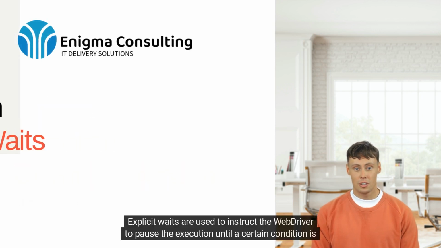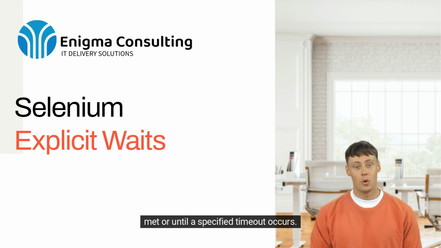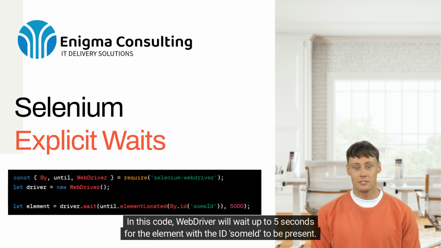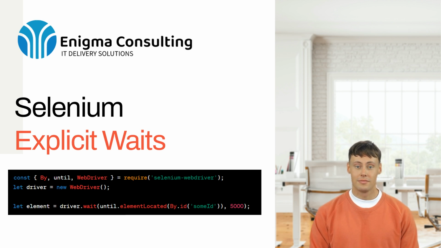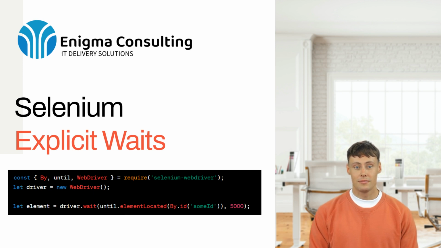Explicit waits are used to instruct the WebDriver to pause the execution until a certain condition is met, or until a specified timeout occurs. In this code, WebDriver will wait up to 5 seconds for the element with the ID, some ID, to be present. If the element is found within the time frame, it will proceed, otherwise, a timeout exception will be thrown.